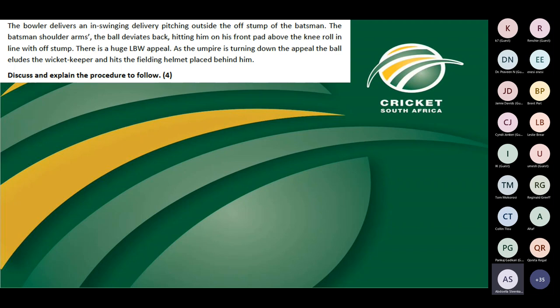So when you get these types of questions, the best way to answer them is to visualize what is happening. You read, you close your eyes, and you try to visualize what is happening on the field of play. You can read the full question the first time, and then cut it up into smaller pieces. Read the question, cut it into smaller pieces, and try to visualize what is happening on the field of play. That will help you answer these types of questions.